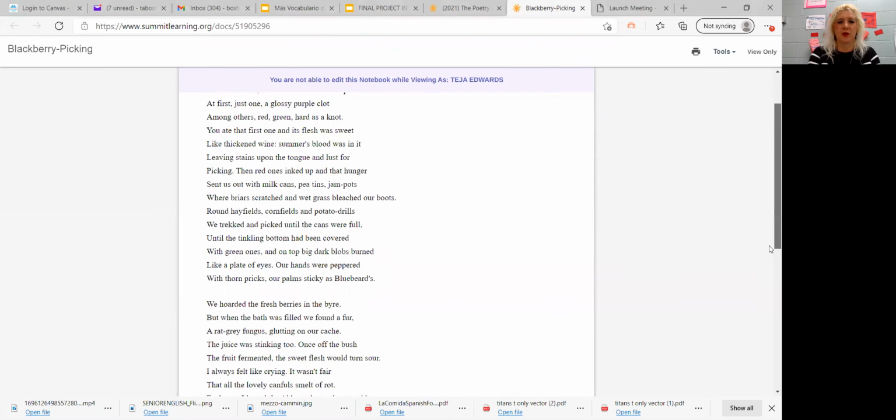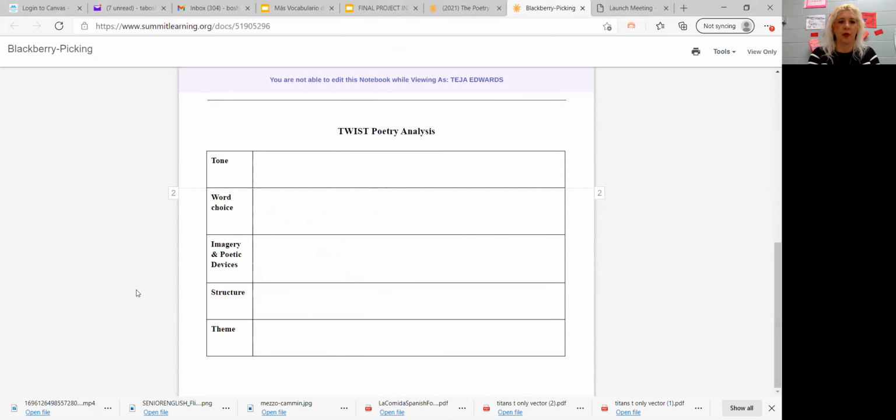And then it tells you how to take the tone for T, word choice for W, imagery is I, and poetic devices, structure for the S, and theme for the T. So you can analyze any poem using the TWIST, okay? That's going to be our main focus for checkpoint 2 and as we move on. So the TWIST poetry analysis is right here. If you want to, take a picture with your phone so you can remember what TWIST stands for, right?